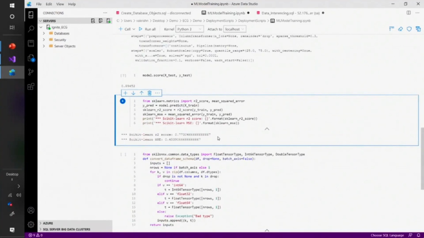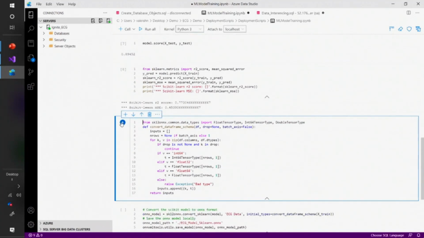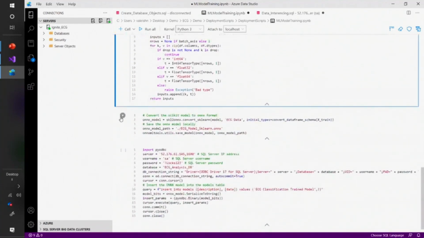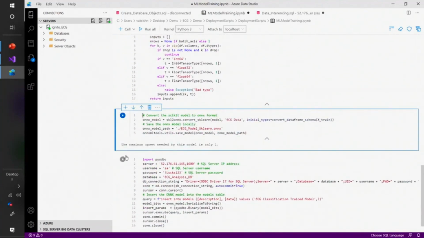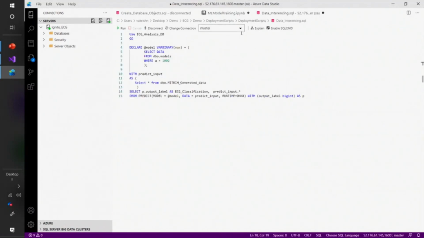We're just going to do some basic checks in terms of the root mean squared error and R2 score. All of them look good as of now. Now we're going to convert this model into ONNX runtime. And then once that model is converted to ONNX runtime, we will be pushing the model to Azure SQL Edge. Our ML model has been trained and pushed to Azure SQL Edge. Let's do the analysis.